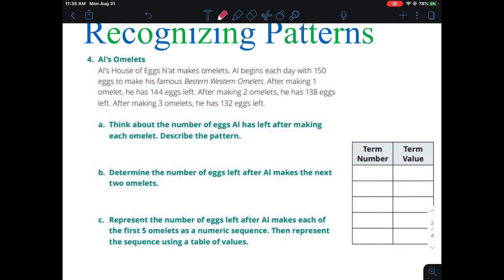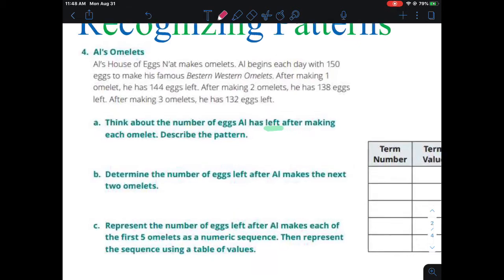After making 2 omelets, he has 138 eggs left. After making 3 omelets, he has 132 eggs left. For part A, think about the number of eggs Al has left after making each omelet, and then describe the pattern. So after he makes his first omelet, how many eggs does he have? After the second one, how many eggs? Third, how many eggs? Think about that pattern.